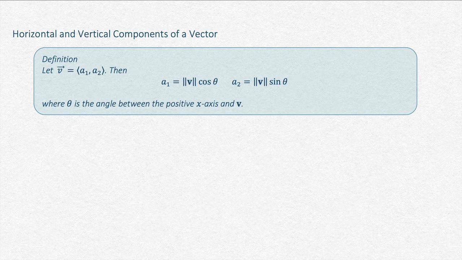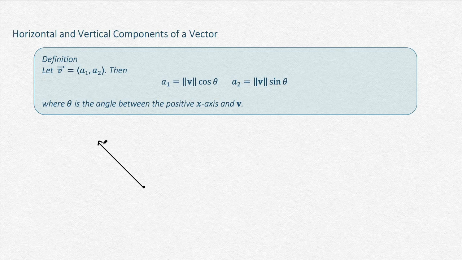We can relate the components of a vector to the angle that determines the vector and, of course, the magnitude of the vector. These are the formulas here, but I'm going to draw a picture so that it's clear why these relationships hold. I'm going to draw a vector v here.